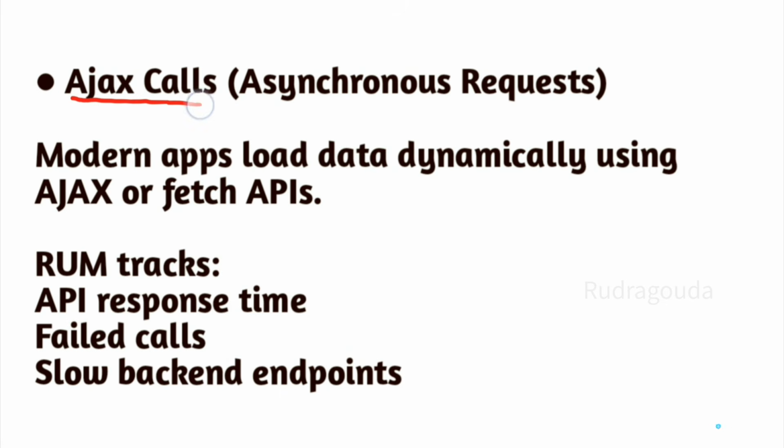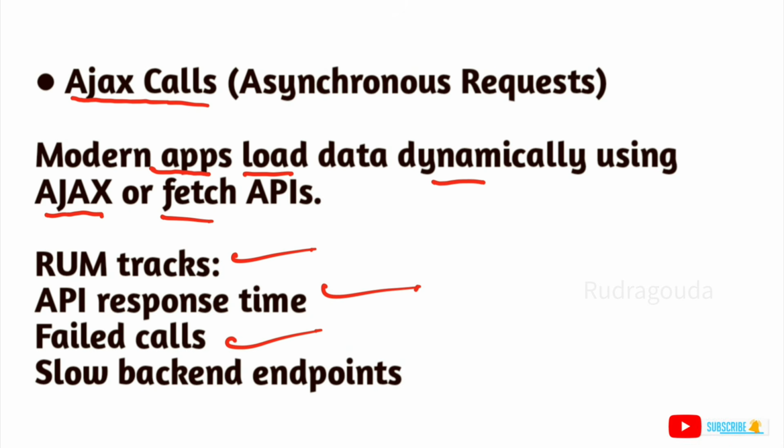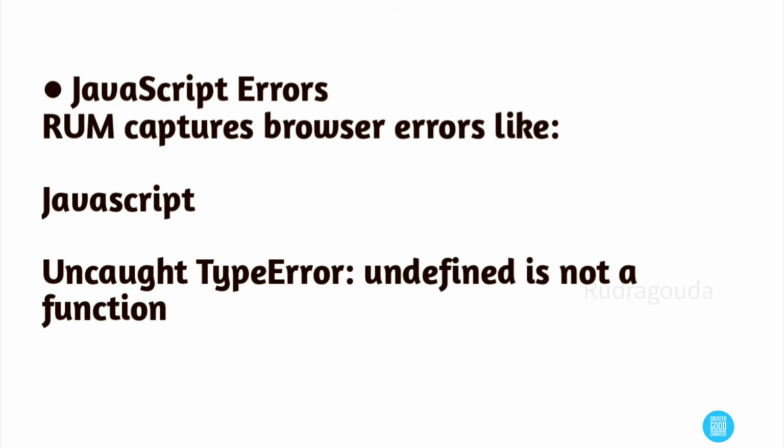Next one is AJAX calls, asynchronous requests. We can also call it a synchronous request. What it means? Modern apps load the data dynamically using AJAX or fetch APIs. So RUM can track API response time, failed calls, and slow backend endpoints with the help of this one.